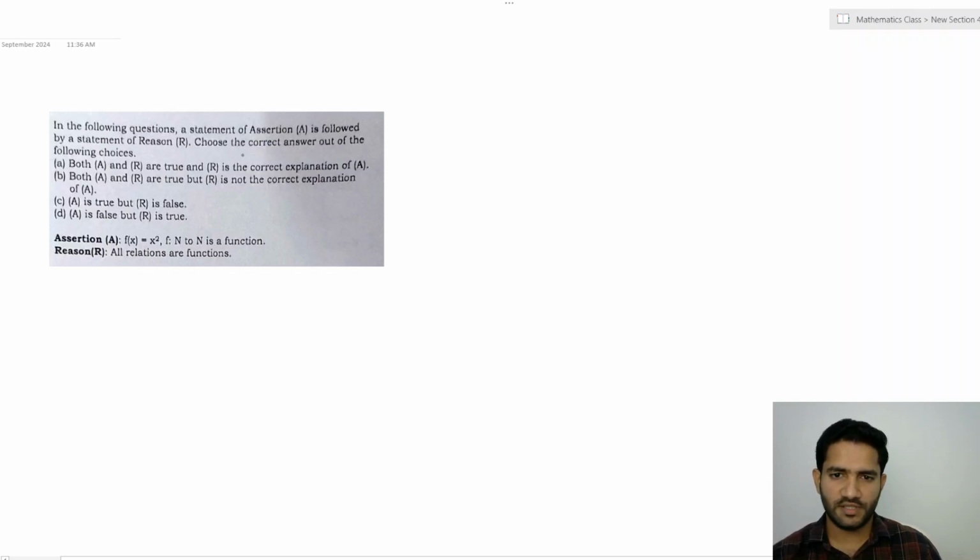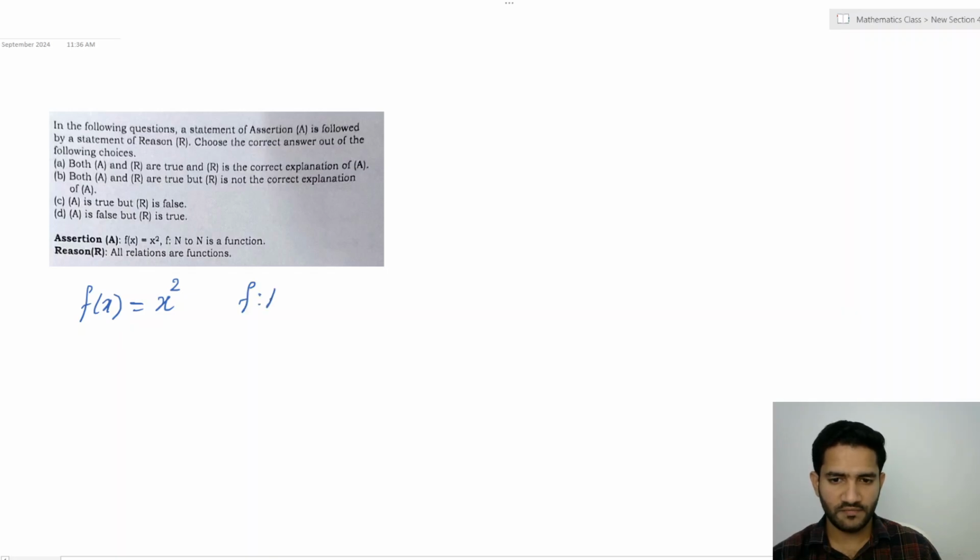In the following questions, a statement of assertion is followed by a statement of reason. Okay, so what's the question? Assertion: f of x is equal to x square, where f is from N to N, is a function. What's the assertion? f of x is x square.